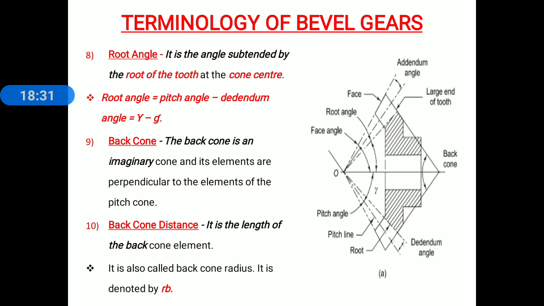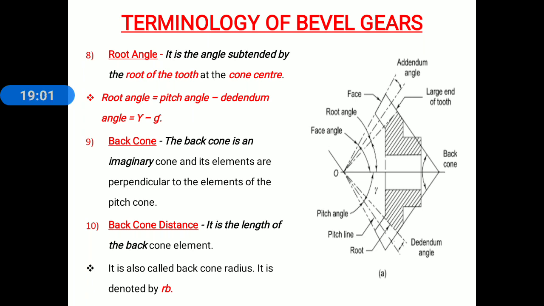Next, parameter number 8 in terminology, root angle. It is the angle subtended by the root of the tooth at the cone center. Observe the root angle, which is also mentioned in the sketch. Root angle is pitch angle minus dedendum angle, gamma minus delta.